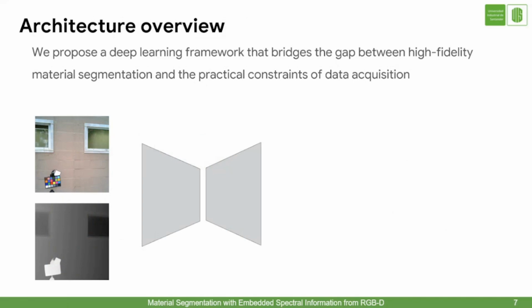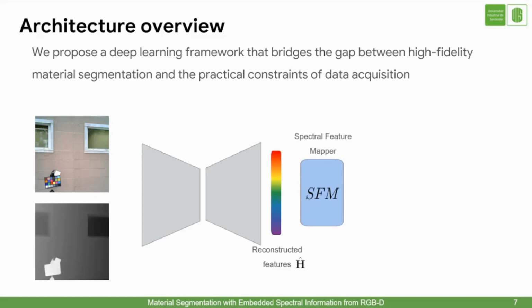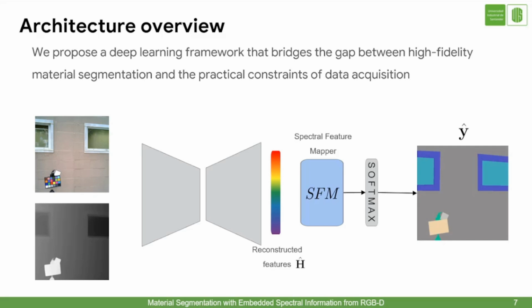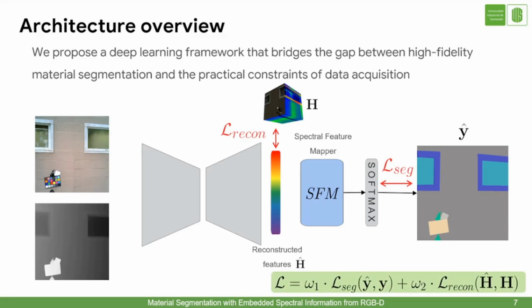Building on this, we propose a deep learning framework that bridges the gap between high-fidelity material segmentation and the practical constraints of data acquisition. We start with RGB and depth images. These images enter an encoder-decoder architecture where they are transformed into spectral reconstructed features. These features are then fed into our proposed spectral feature mapper. The SFM processes these features and outputs logits, which after passing through a softmax layer result in the final segmentation map.